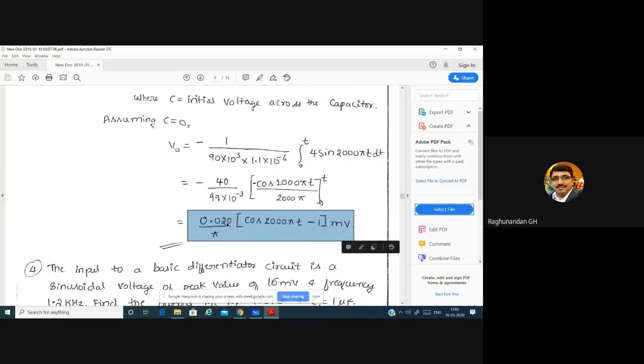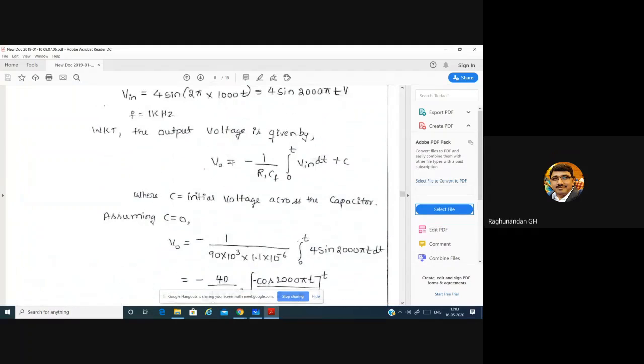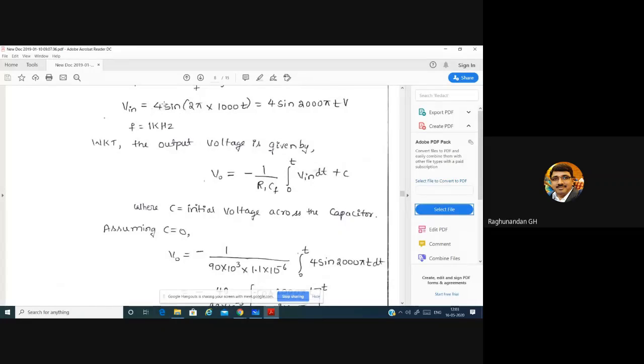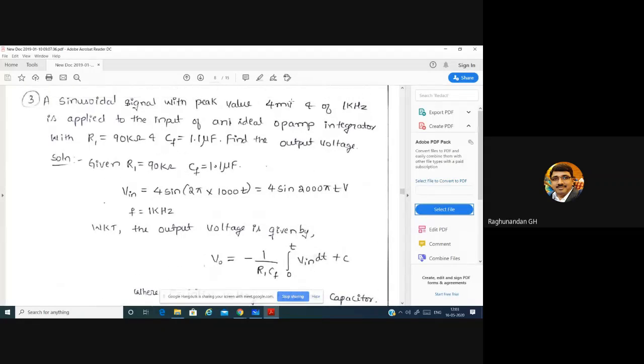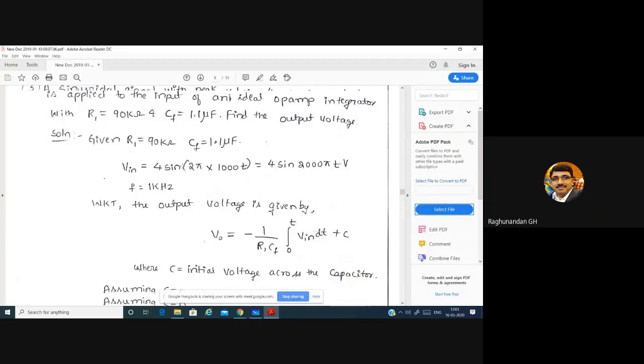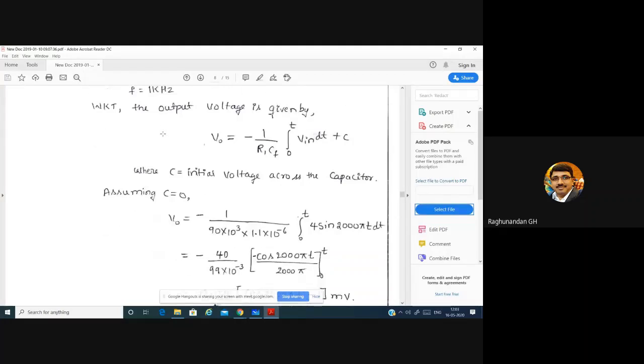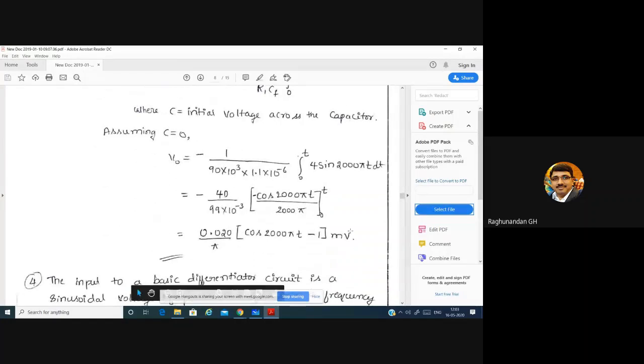And you have to stop at this because you don't know what the time period is. T they have not given. So that's why just stop at this point. We have not taken this 4 as 4 into 10 to the power of minus 3 because it was milli. When input was given in terms of milli, we have retained the same milli. So that's why we have to write even the output in milli only.